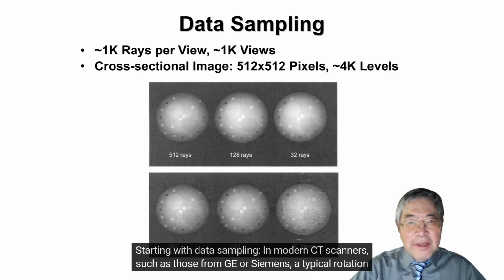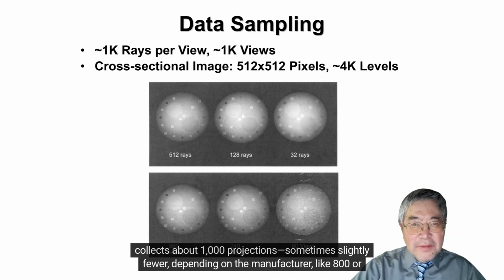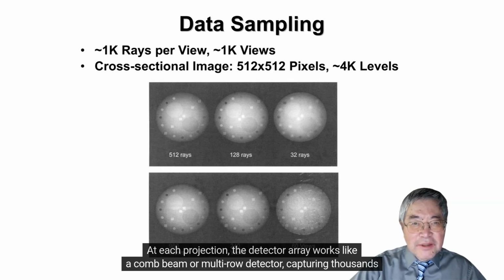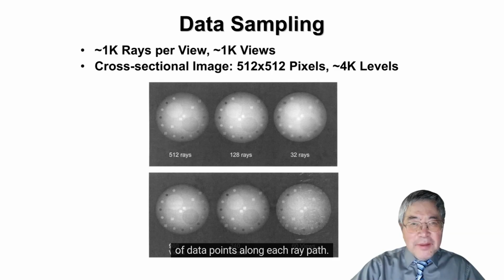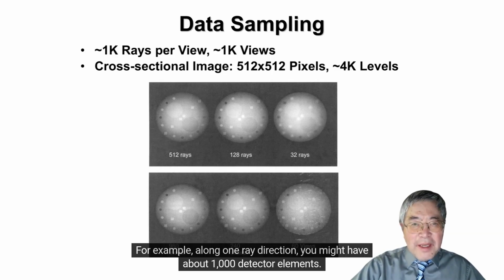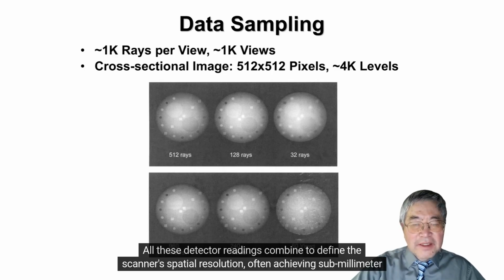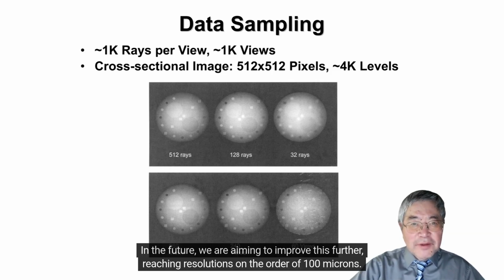Starting with data sampling. In modern CT scanners, such as those from GE or Siemens, a typical rotation collects about 1,000 projections, sometimes slightly fewer depending on the manufacturer, like 800 or 790. At each projection, the detector array works like a cone beam or multi-row detector, capturing thousands of data points along each ray path. For example, along one ray direction, you might have about 1,000 detector elements. All these detector readings combine to define the scanner's spatial resolution, often achieving sub-millimeter precision. In the future, we are aiming to improve this further, reaching resolutions on the order of 100 microns.